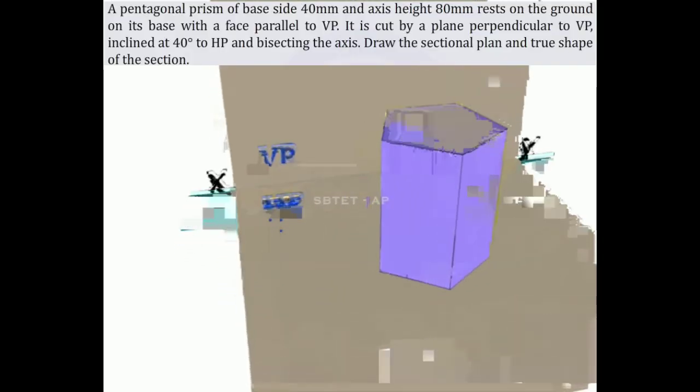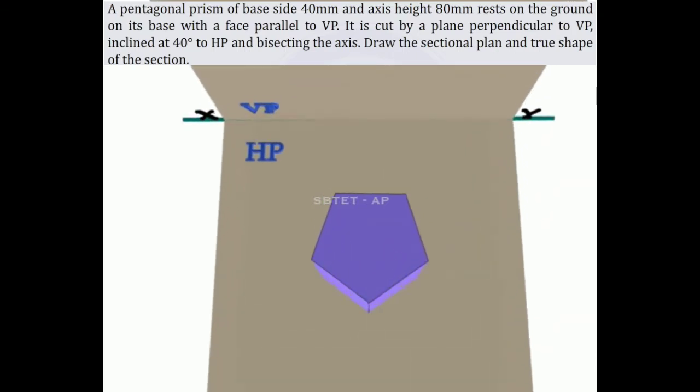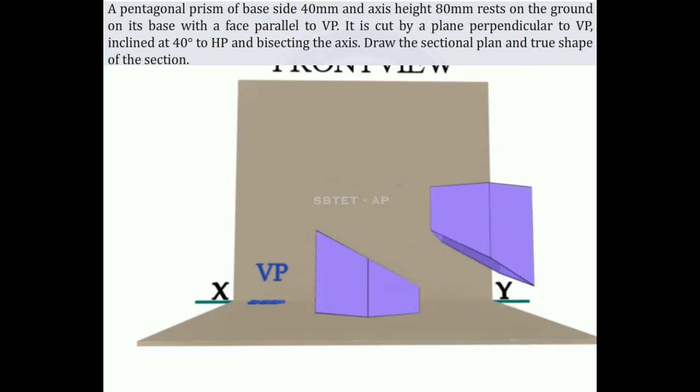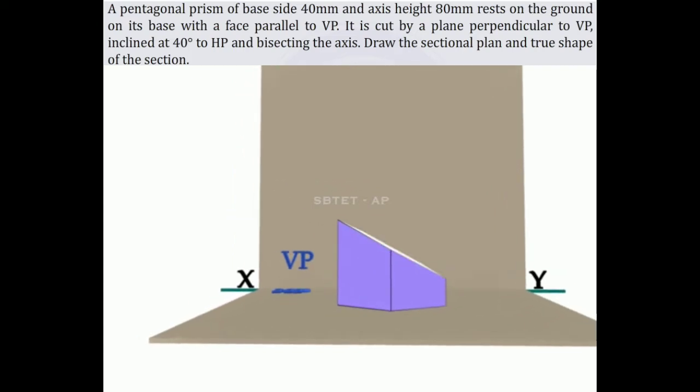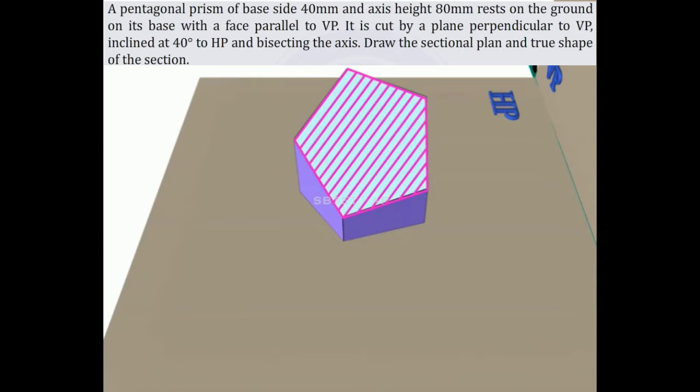Pentagonal prism is resting on the ground vertically with a rectangular face parallel to VP. This prism is cut by a section plane which is perpendicular to VP, inclined at 40 degrees to the HP and meeting the axis at its midpoint. We have to draw the sectional plan and true shape of the section.